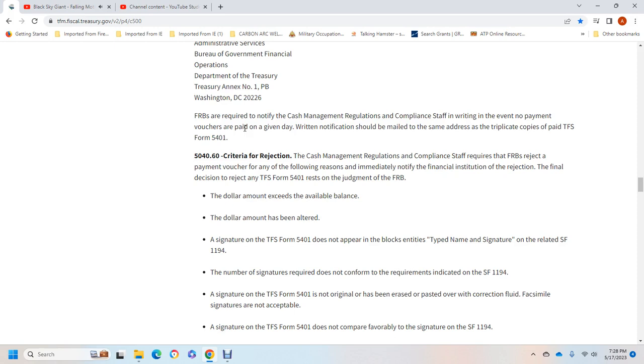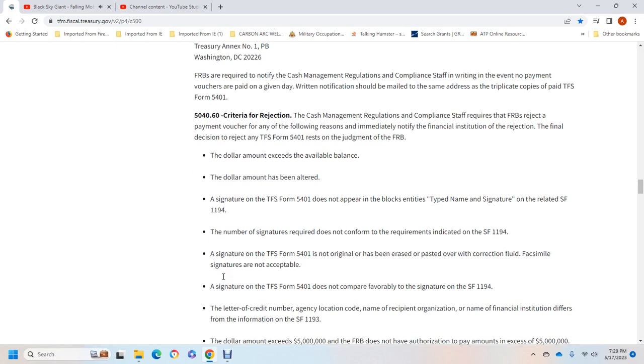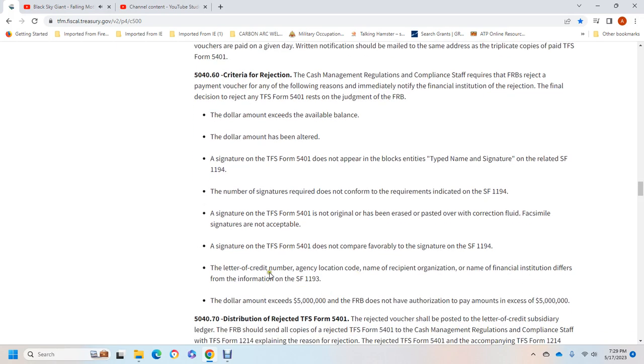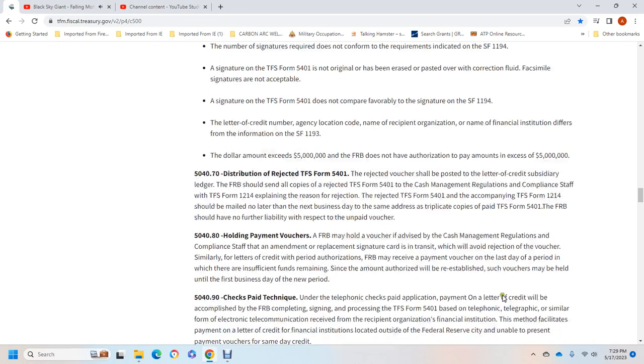The typed name signature for the 1194 does not conform to the requirements identified in 1194. The signature for the 5401 is not original, has been erased, pasted over, or correction fluid was used; the signature is not acceptable. The signature on the 5401 does not compare favorably with the signature on 1194. Letter of credit agency location name of the recipient organization or name of the financial institution differs from the information on 1193. Dollar amount exceeds $5 million and the Federal Reserve Bank does not have the authorization to pay the amount for the excess of $5 million.